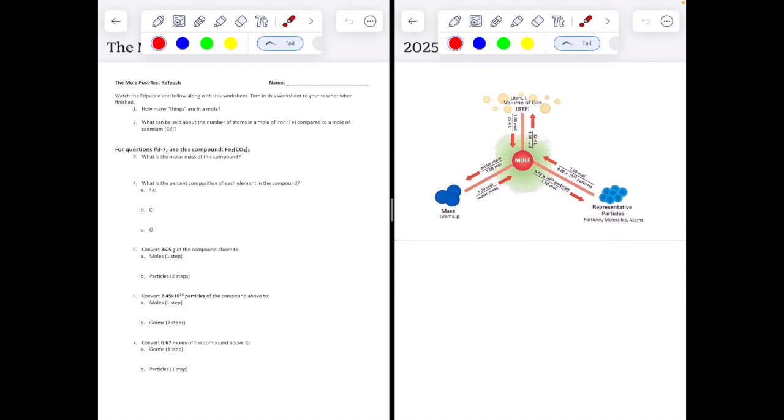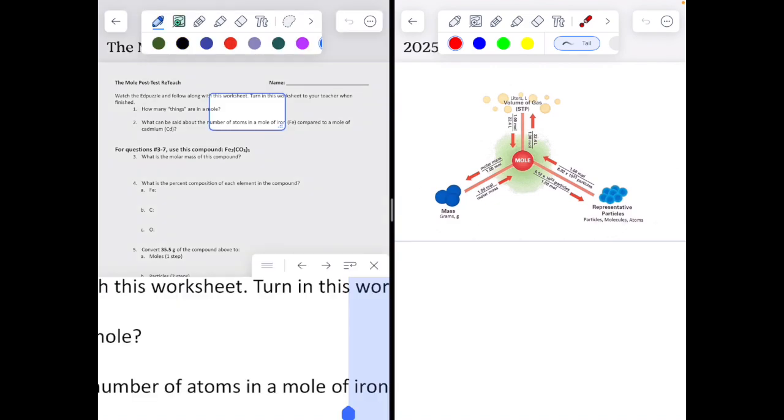So you want to make sure that you are good at these skills moving forward, because this is going to be foundational. How many things are in a mole? Number 1. Well, we know that a mole is Avogadro's number. There are 6.022 times 10 to the 23rd. There are that many things in a mole.